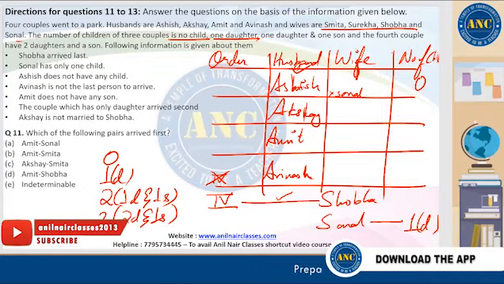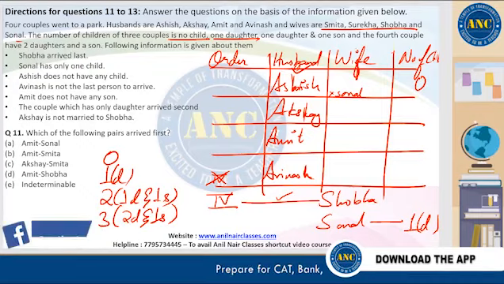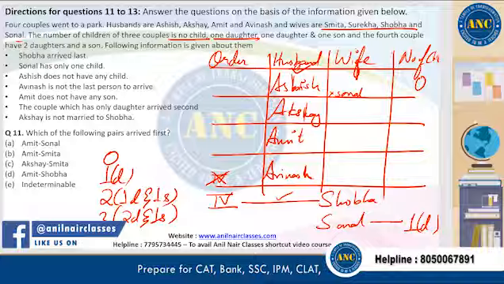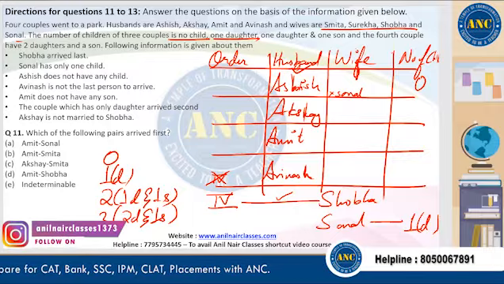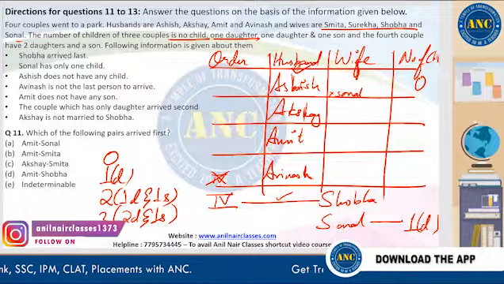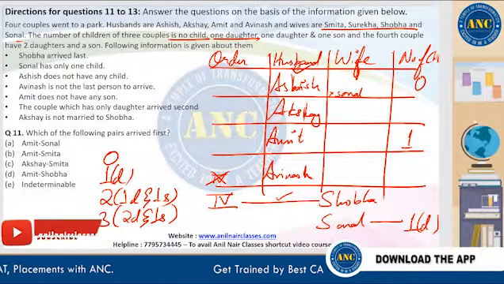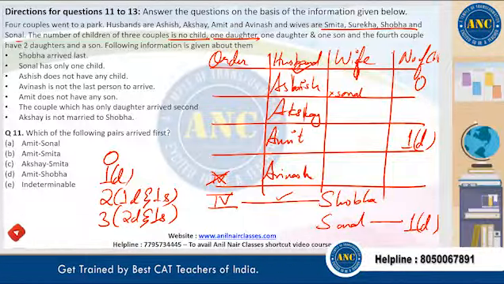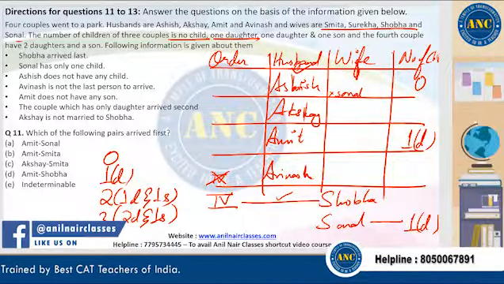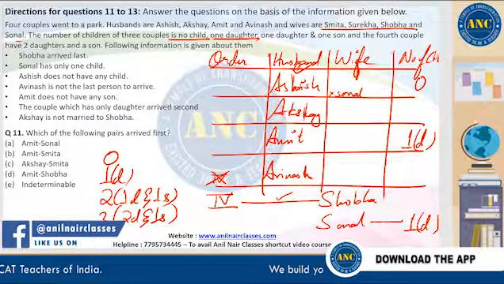Amit does not have any son and Ashish does not have any children. Is it possible that both have 0? Not possible, because we have 4 cases, right? So Amit does not have any son. That simply means Amit should have a daughter. There's no possibility of having 0 children because these are all distinct. Everyone has a distinct number of children, right? So we'll go in pretty simple.